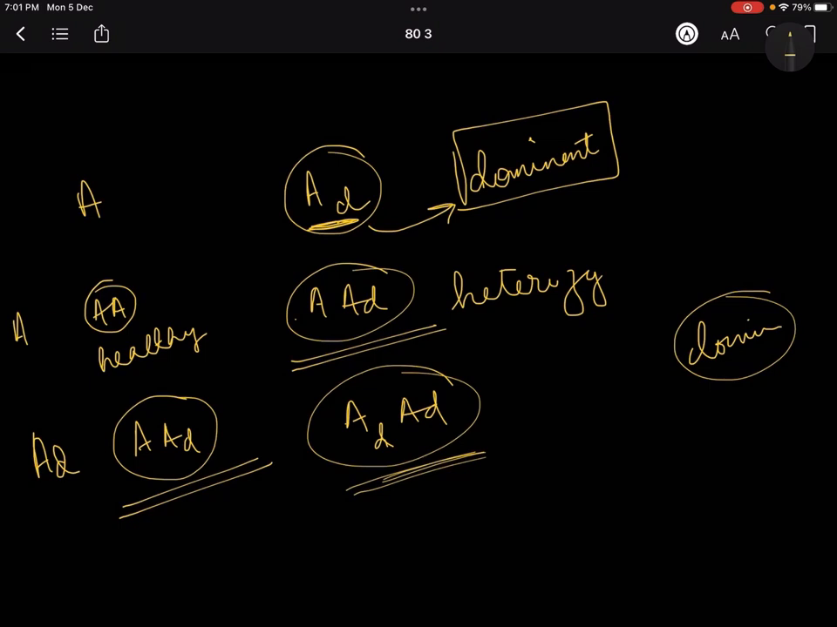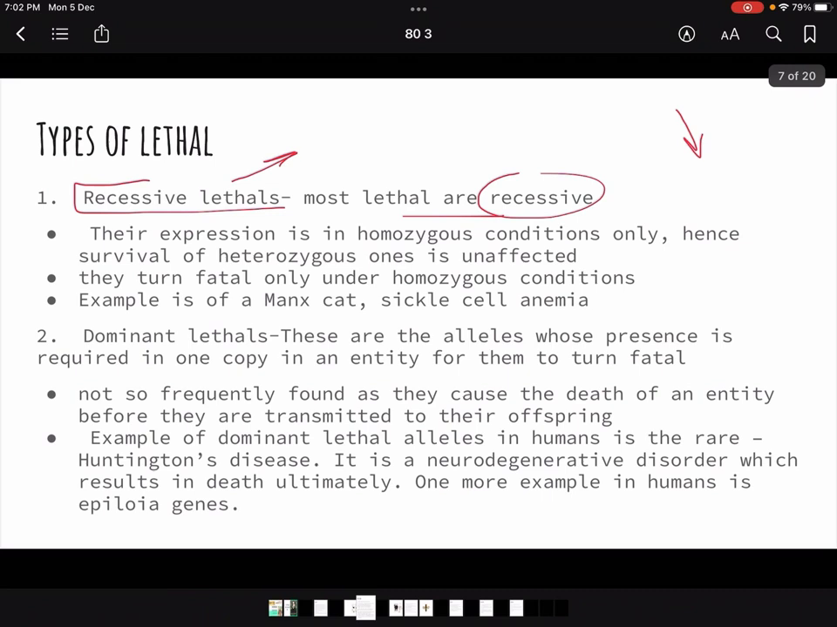So are the dominant lethals going to be present in the population? No. Because in every case, they are causing the death. So how will they be passed on to the next generation? So predominantly, only the recessive ones are passed on to the next generation. Because if you want to pass on any disease, you need to live, you need to reproduce. And only if you are a carrier of that disease are you going to pass on that disease.